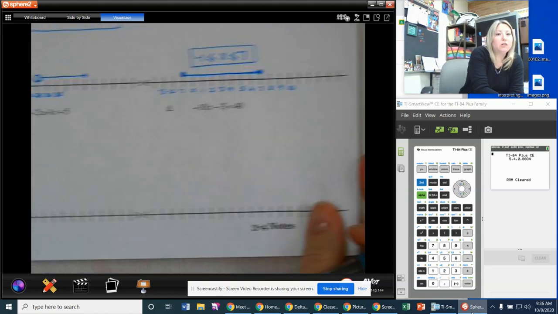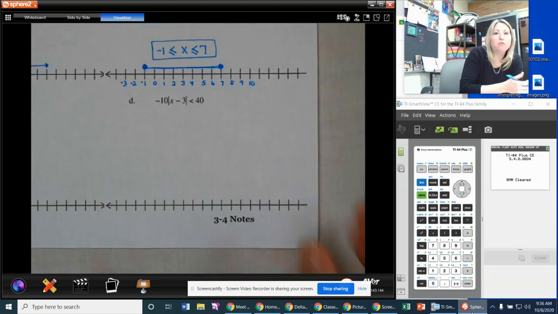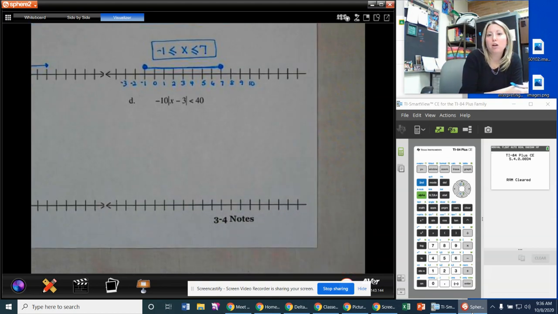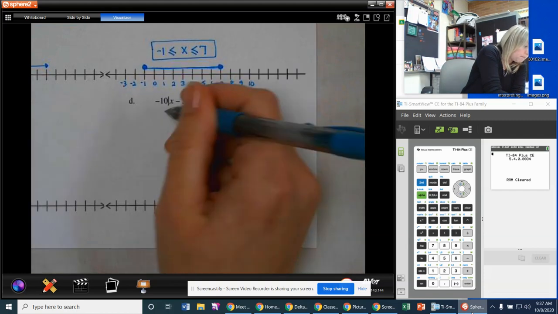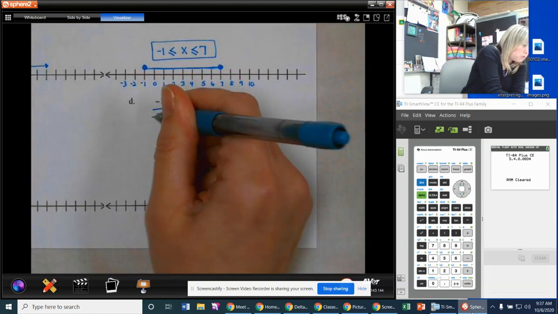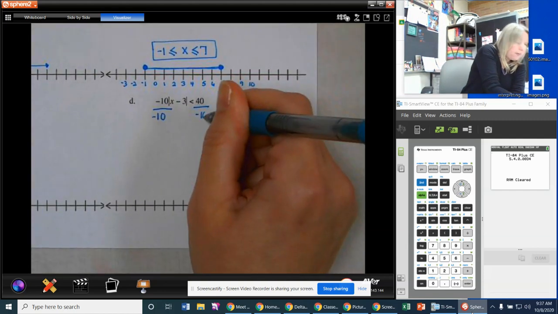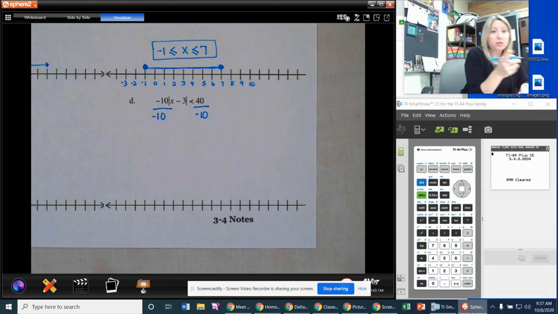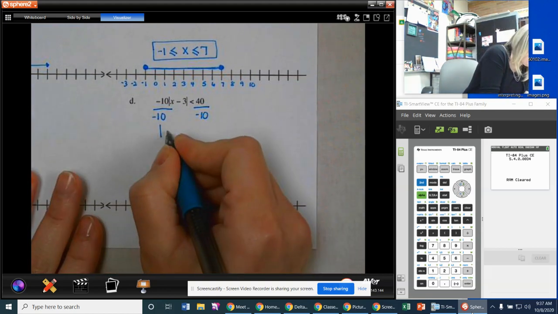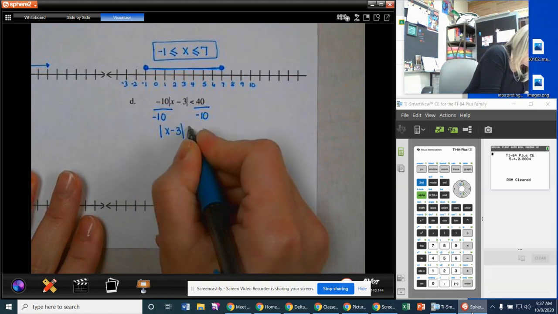D is the way that we love to mess with you a little bit when it comes to inequalities. Because the first thing you have to do before you can solve absolute value is to get your absolute value bars alone, which means the first thing I have to do is divide everything by -10, right? That's what's going to get my absolute value bars alone. But I'm dividing by a negative. So guess what's got to flip before I have my absolute value bars even alone? The sign.